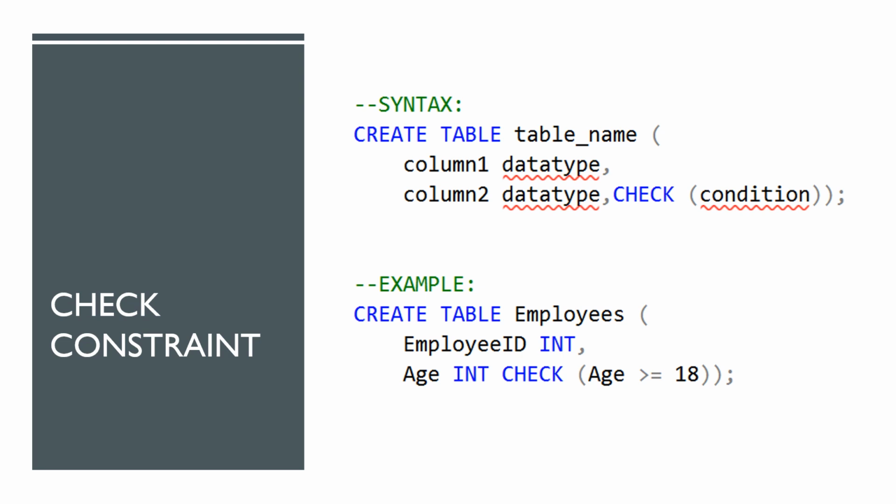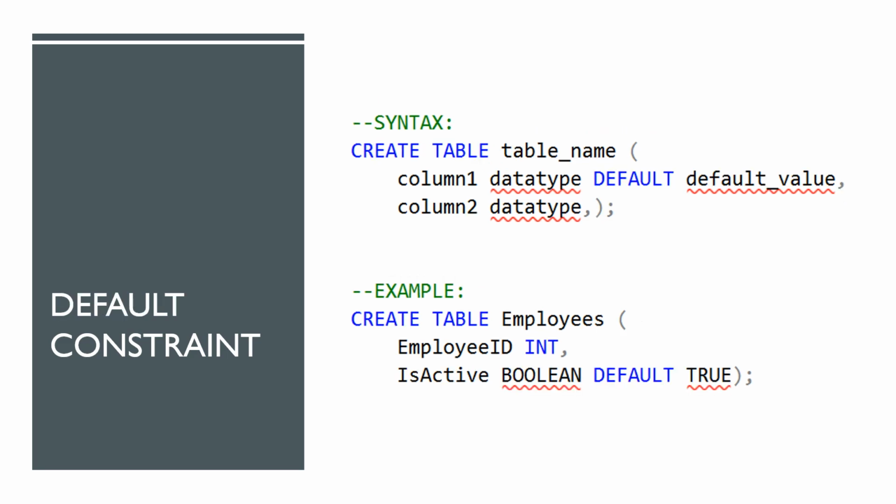And another one is the check constraint, and it ensures that all values in a column satisfy a specific condition. So we have everything the same as the previous, but we have changed the age column to integer check. It has mentioned that the age must be 18 or more than 18. And this enforces a rule that an employee must be at least 18 years old.